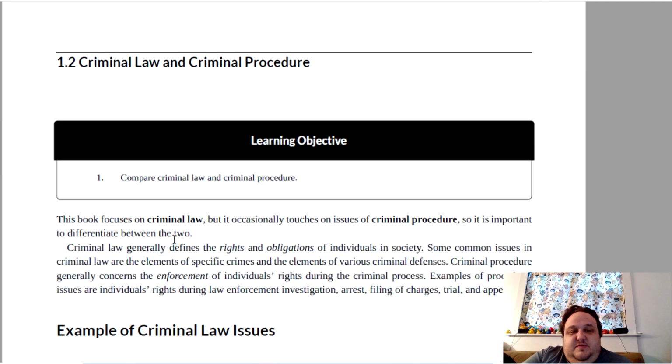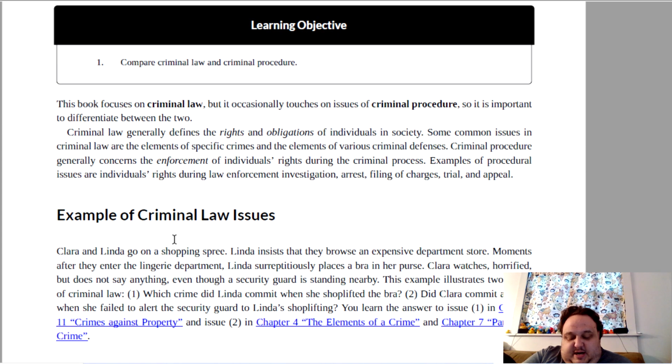Anyway, criminal law and criminal procedure. Just real quick, what's the difference between criminal law and criminal procedure? Well, criminal law is a rule, something that is put in place and is what you follow or don't follow. Criminal procedure is the process in which something happens.